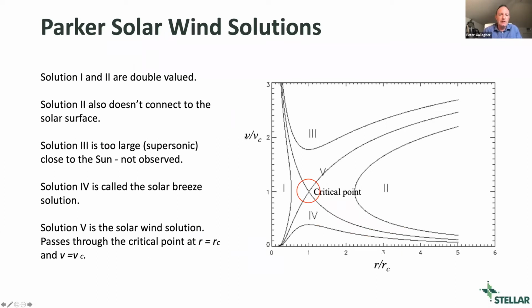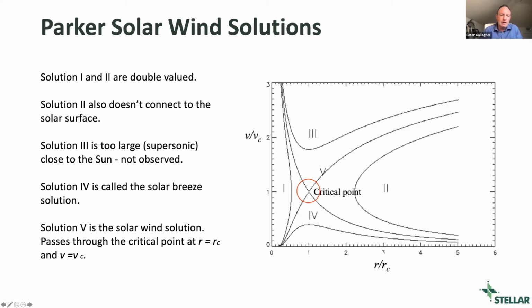This is the velocity as a function of distance from the sun. So this is going from the sun surface on out. But there are multiple solutions. Some of them are unphysical immediately. This doesn't connect to the surface, with these so-called type 3 solutions. This one here is double valued. This one here is double valued.